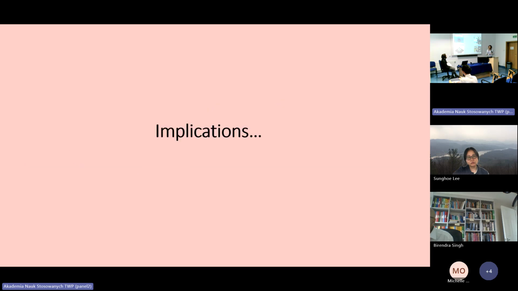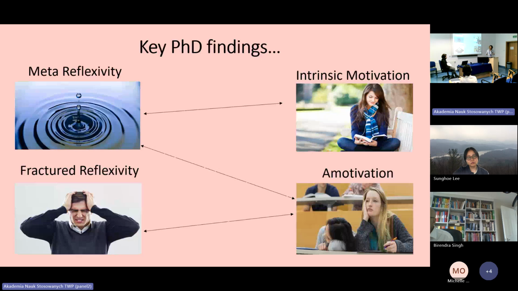So, what are the implications of these findings? Well, this suggests that meta-reflexivity appears to be more conducive to positive student experiences than fractured reflexivity, because as I've said, the more meta-reflexivity students tend to use, according to my findings, the more likely they are to feel intrinsically motivated. Whereas the opposite is the case with fractured reflexivity. So this suggests that more meta-reflexivity among students is a good thing, and less fractured reflexivity among students is a good thing. Again, I think these are things we'd intuitively expect to find.